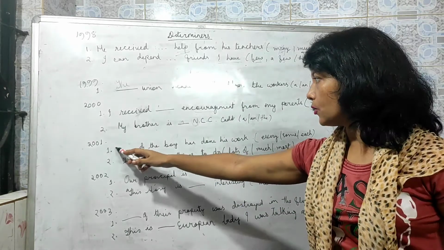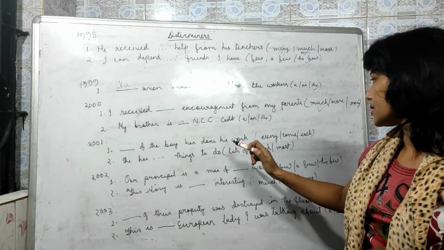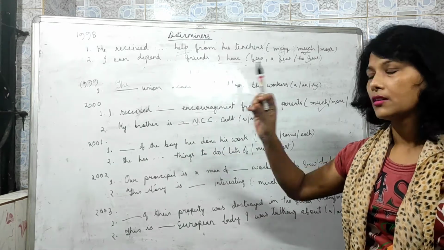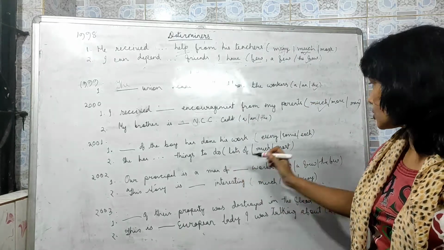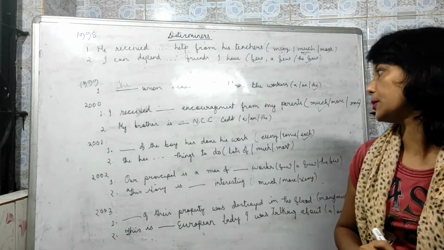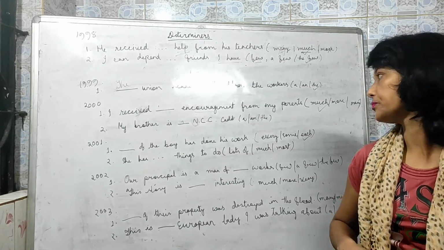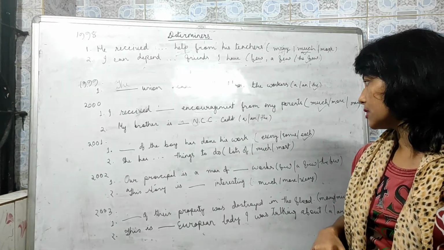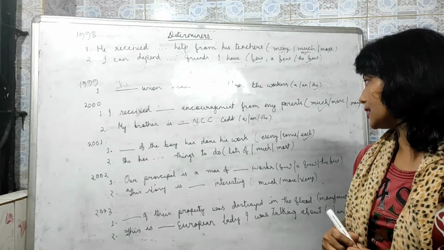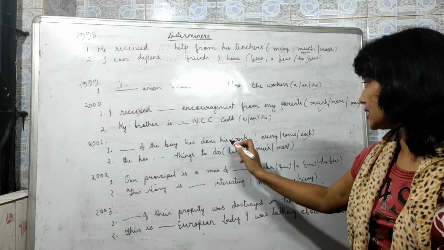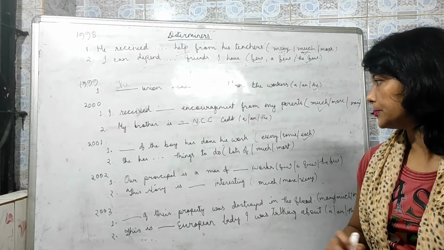Next, 2001. Dash of the boy has done his work. So here, all the boys means everyone. So here you will be using each of the boy has done his work. Every of the boy you cannot write. You cannot write some of the boy has done his work. It will be incorrect because his is there. So you have to use here each of the boy has done his work.